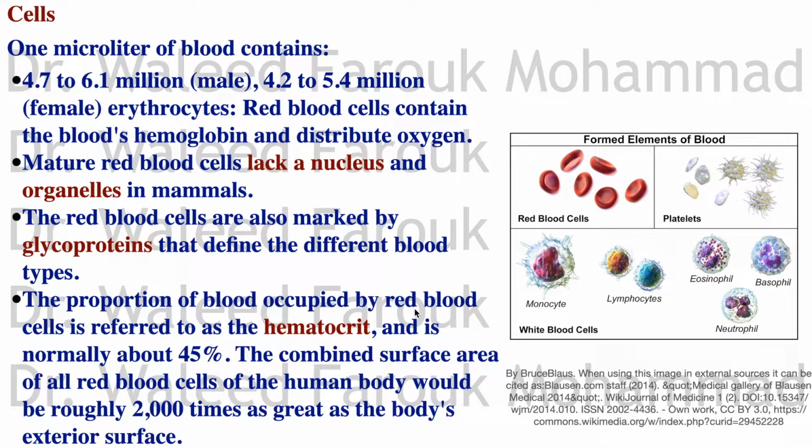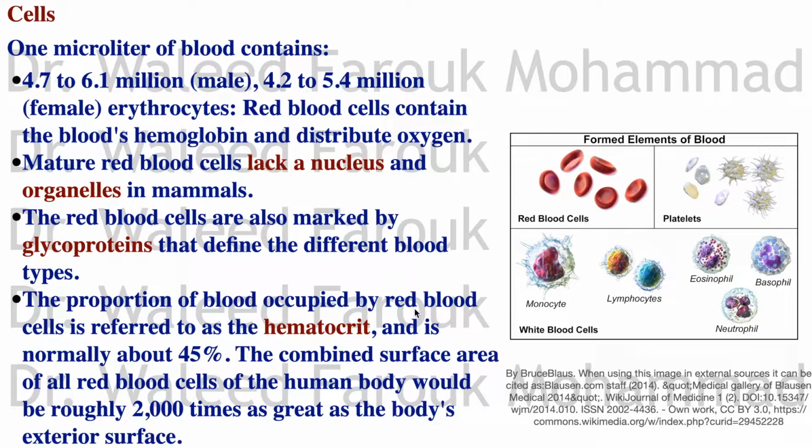In each microliter of blood there are approximately 4.7 to 6.1 million red blood cells, less than that in females. The mature red blood cells lack a nucleus and organelles like lysosomes and Golgi apparatus, for example, to make space for the hemoglobin to carry as much oxygen as possible.